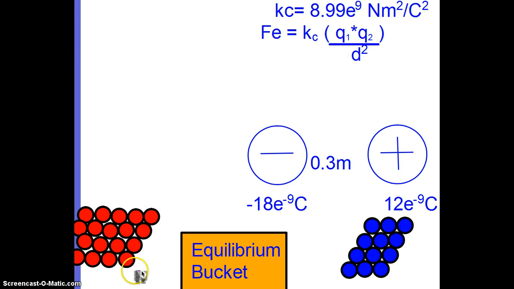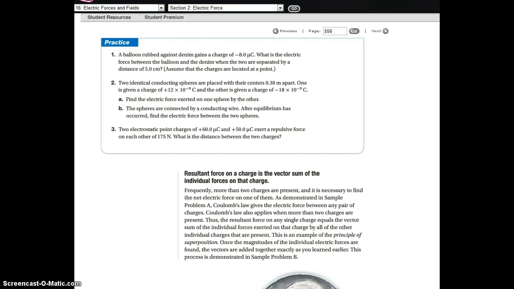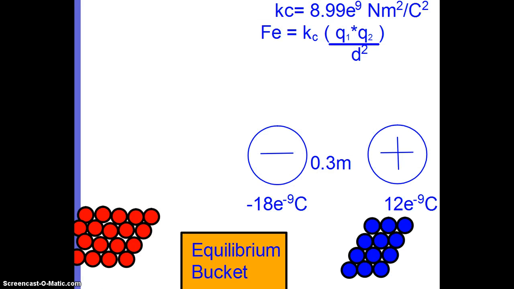The second part, part B, is asking: the spheres are connected by a conducting wire. After equilibrium has occurred, find the force between the spheres. Well, if we're going to find the force between these two spheres, we must know the charges of the two spheres. So let's look at my equilibrium bucket here. If I have 18 here and 12 there, and we ground them out, grounding in this case is not going to make everything neutral, down to 0. It's going to be equilibrium down to whatever's left over.